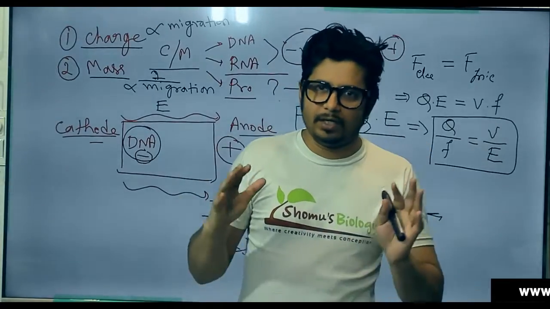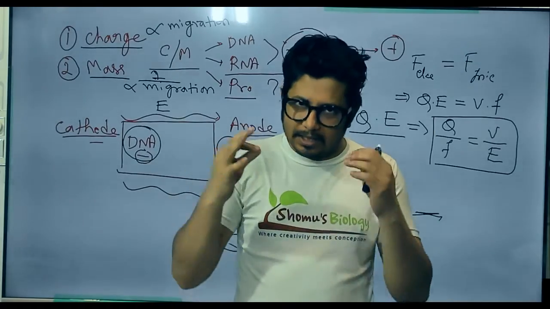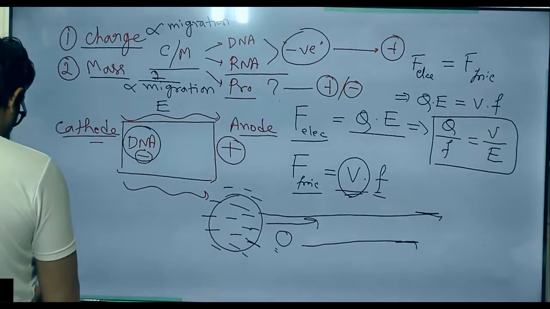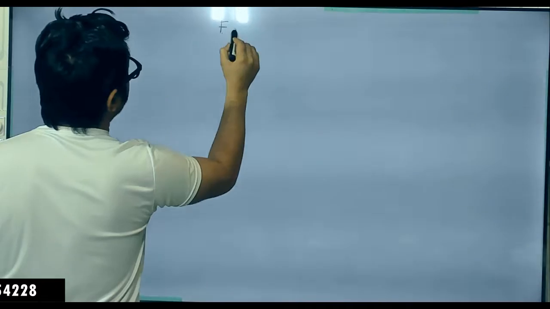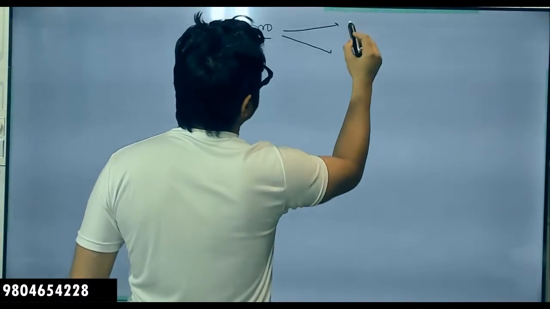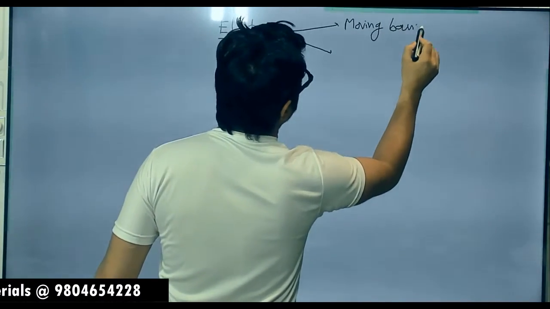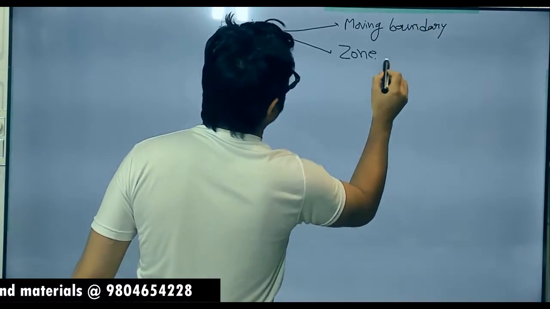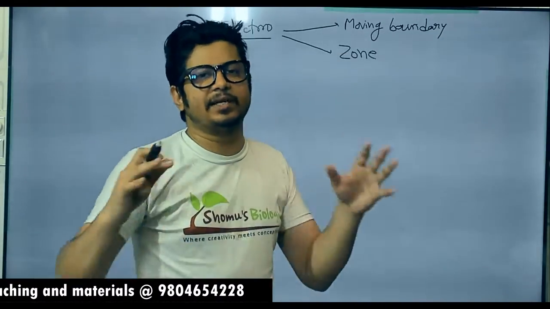And there are two types of electrophoresis. One is moving boundary electrophoresis. The other one is known as zone electrophoresis. So let me change this slide and write this down. The electrophoresis can be divided into these two different types: the moving boundary and zone electrophoresis. The moving boundary electrophoresis works in an environment which is liquid.